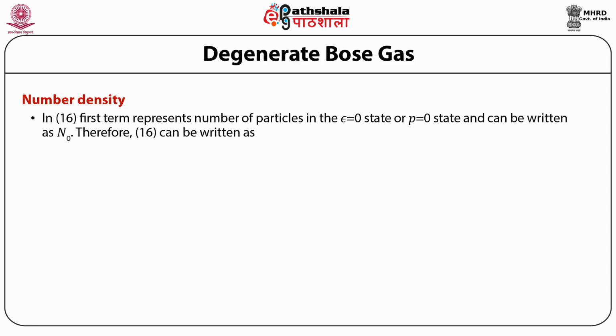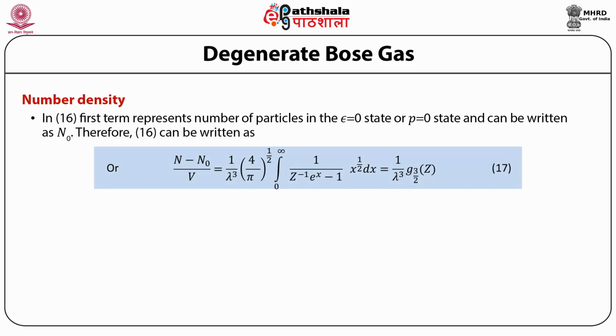Therefore, 16 can be written as N minus N0 upon v is equal to 1 upon lambda cube multiplied by 4 upon pi raised to power half integral from 0 to infinity of 1 upon (z raised to power minus 1 e raised to power x minus 1) multiplied by x raised to power half dx, which is equal to 1 upon lambda cube multiplied by the Bose integral of the order 3 by 2.